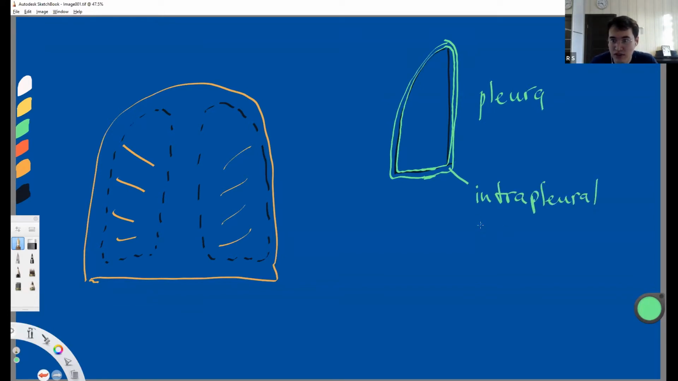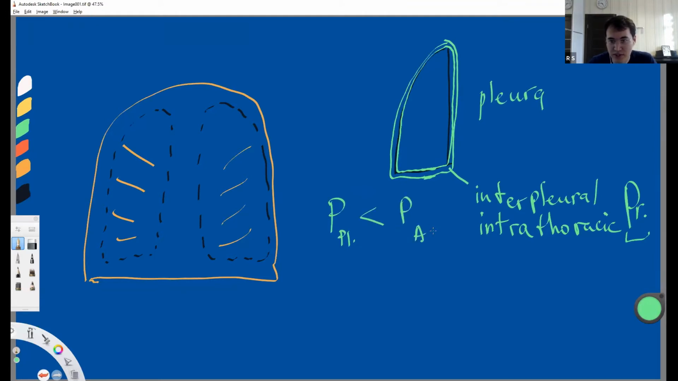interpleural, also called intrathoracic pressure. So inside this bag of pleura, the pressure is always lower than the atmospheric pressure. So we have pleural, and it is always smaller than atmospheric.